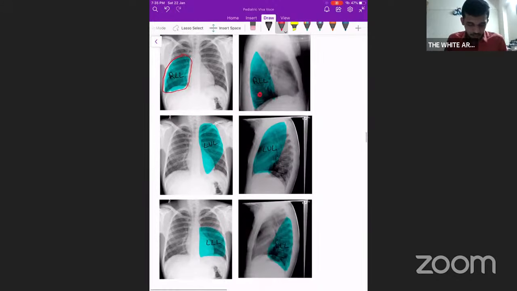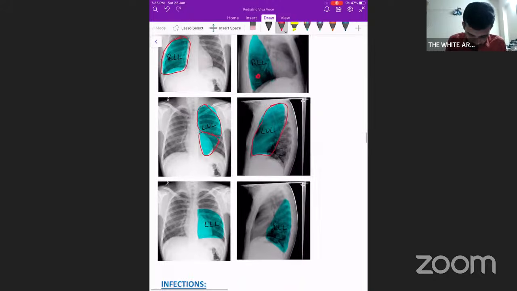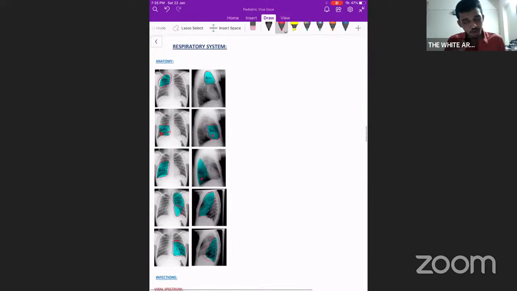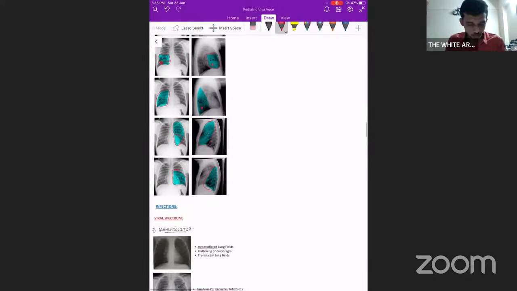Now coming to the left side, you don't have three lobes, you just have two, with the lingula. So this is the left upper lobe along with the lingula, the same on the lateral X-ray, and this is the left lower lobe. So this is the basic anatomy. If you are confident with the anatomy, now we can go to the pathologies.